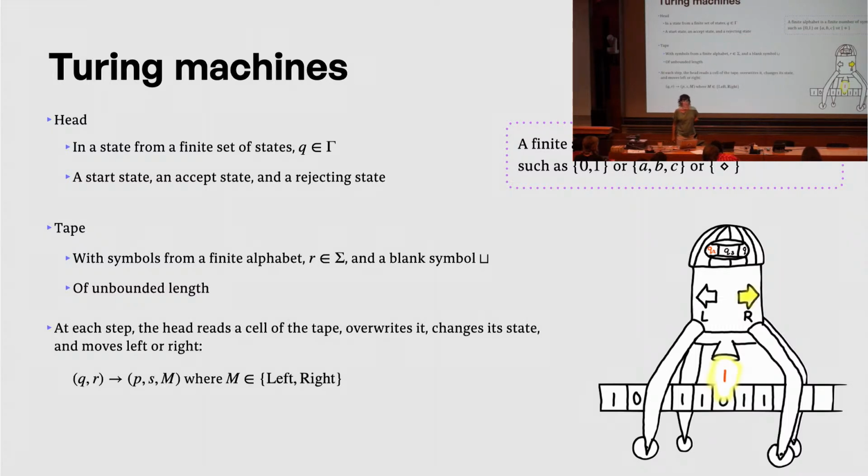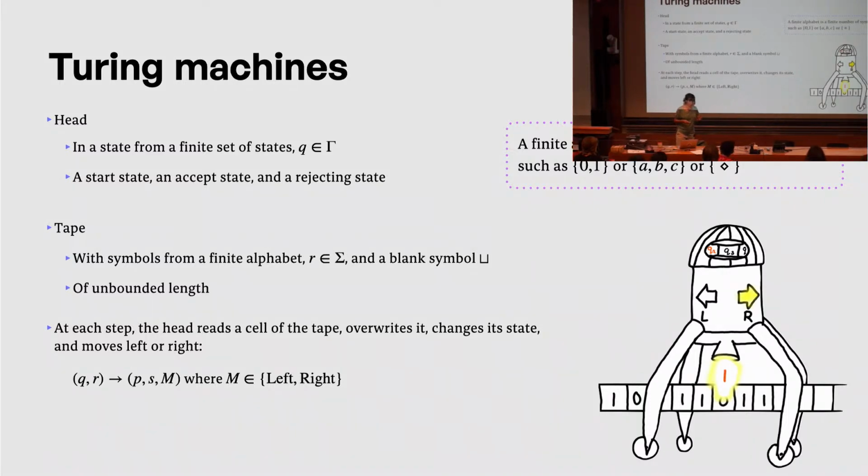All right. Now at each step, that's the action, okay? At each step, the head reads a cell of the tape, overwrites it, changes its internal state, and moves left or right.